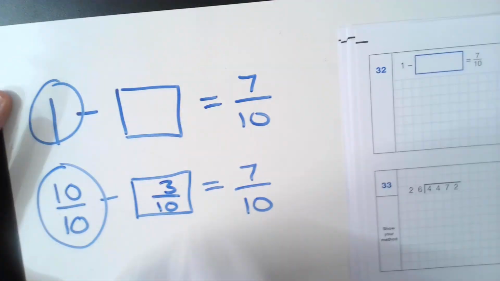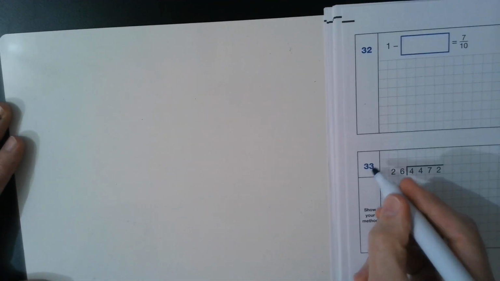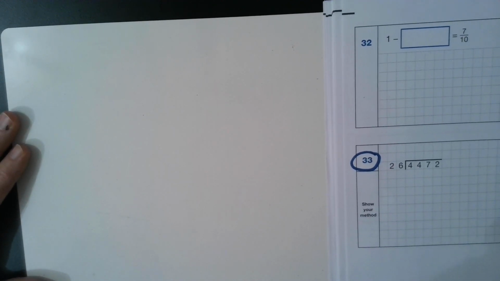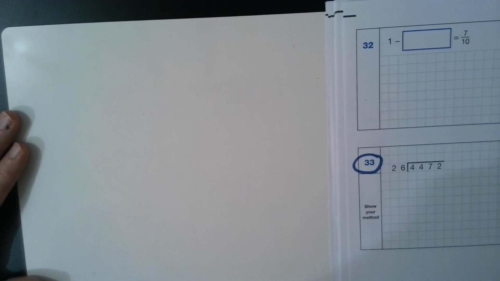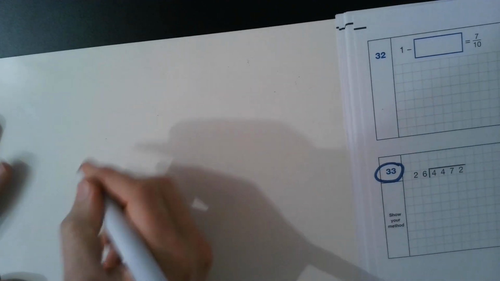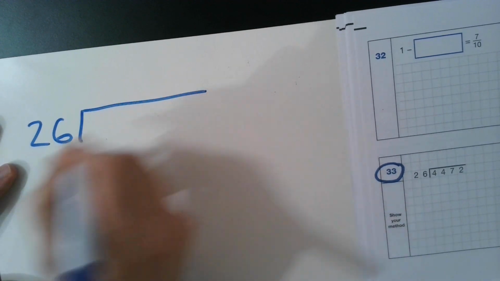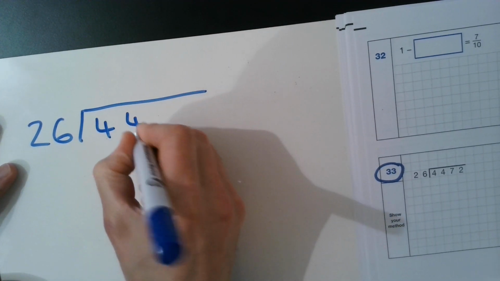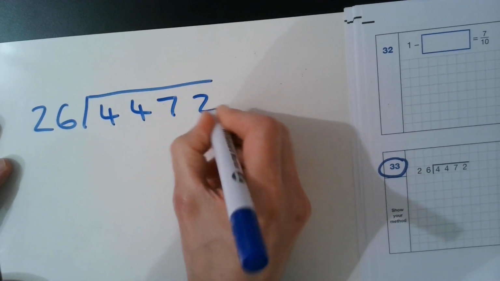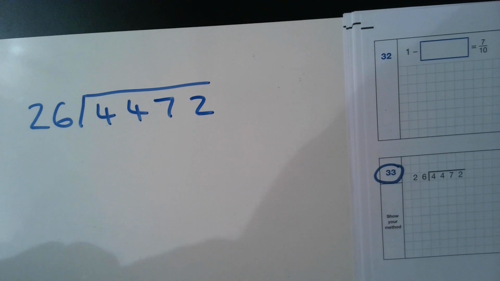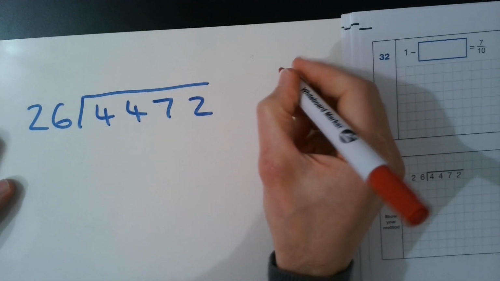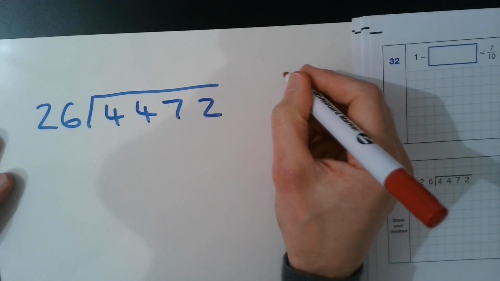Okay, now question 33. Again, the first thing you should do is circle that and leave it. When you finish the rest of the paper, come back and then calculate it, because it's going to be quite a difficult question to work out. It's going to take you a short while, and you don't want to get bogged down in it. So, how many 26s in 4,472? Okay, so let's start now with the long division question.